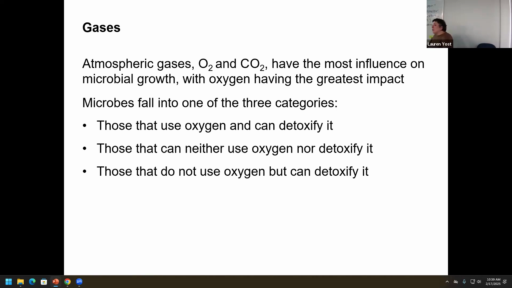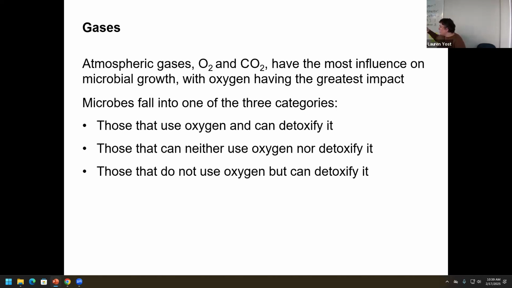But if you need oxygen, like we do, if I deprive you of oxygen, you die for sure, 100%, right? So microbes can be that way. If they use oxygen, they have to be able to detoxify it. We also fall into that category. So that's the first one up here. The second one, they can neither use it nor detoxify it. So our examples for these might be Clostridium species, like C. diff. It's an anaerobe. And what that means is anaero, no oxygen.